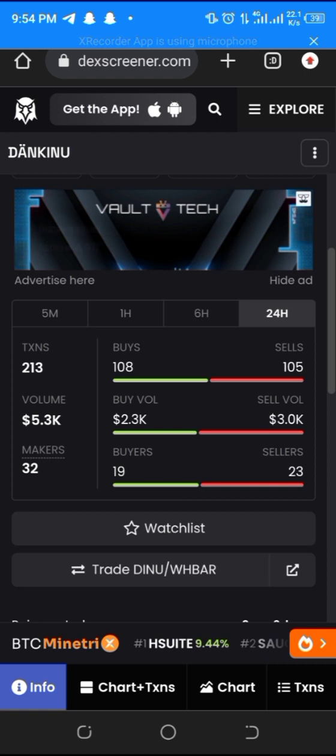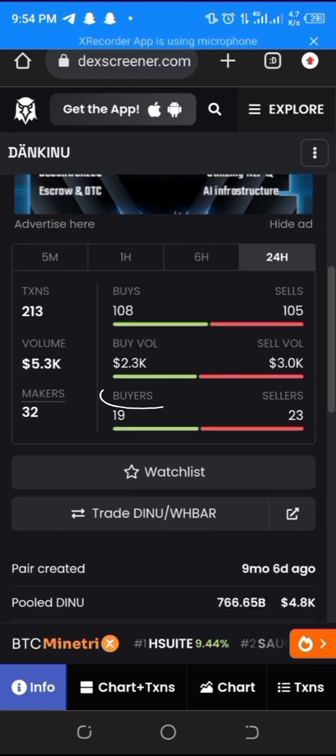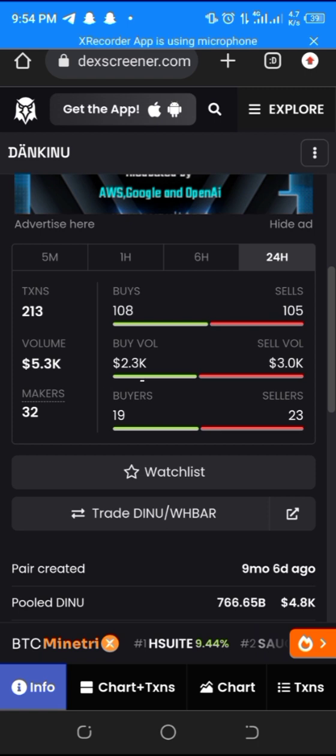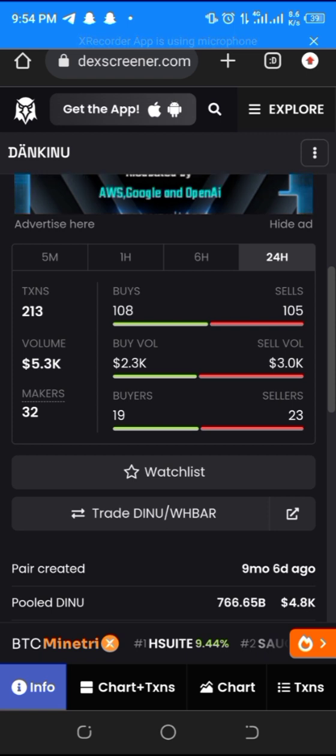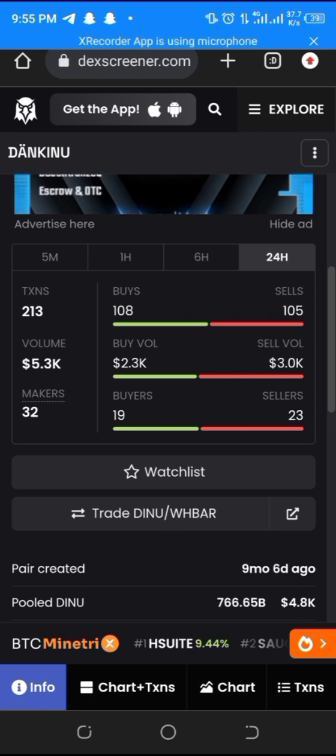So the buyers, 19 buyers are the ones that made the 108 buys. The buys are transactions, but it's telling you that the buyers, 19 people, are the people that bought 108 times. That is what this buyer means, 19, meaning that 19 people bought 108 times, which is the buys. The buys is the number of times that people bought the coin. The buys is not the number of people that bought the coin. The buys is the amount of times they bought the coin.